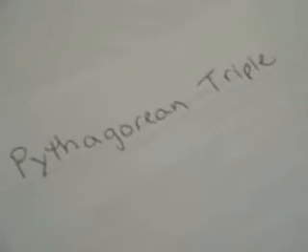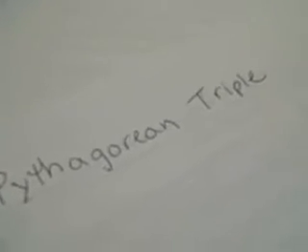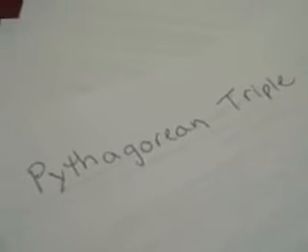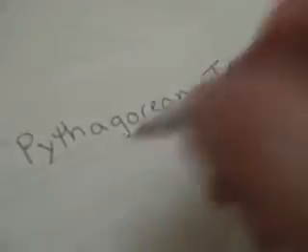Pythagorean triples have 2 things that are true. First, it's 3 numbers that can form a right triangle, so it works in the Pythagorean theorem. But secondly, it also has to be all whole numbers, so no decimals or fractions. Let's write that down.